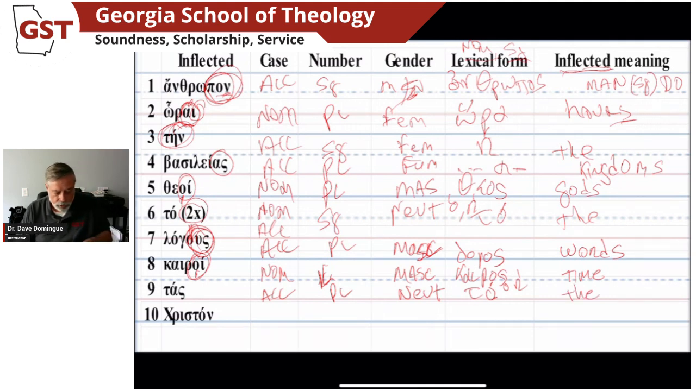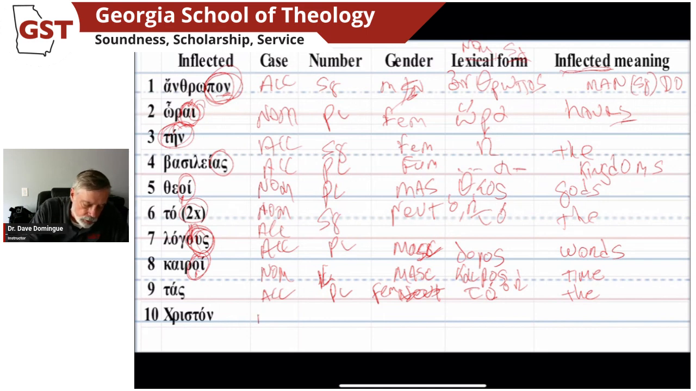And let's make sure I got that right too, because sometimes I just question myself. I believe that is correct. Tas, that is a feminine. Did I say it's neuter? That is a feminine word, so there's something I knew might be wrong. That is a feminine word, and not a neuter. So it's from ho, hē, to, meaning the, in the feminine.